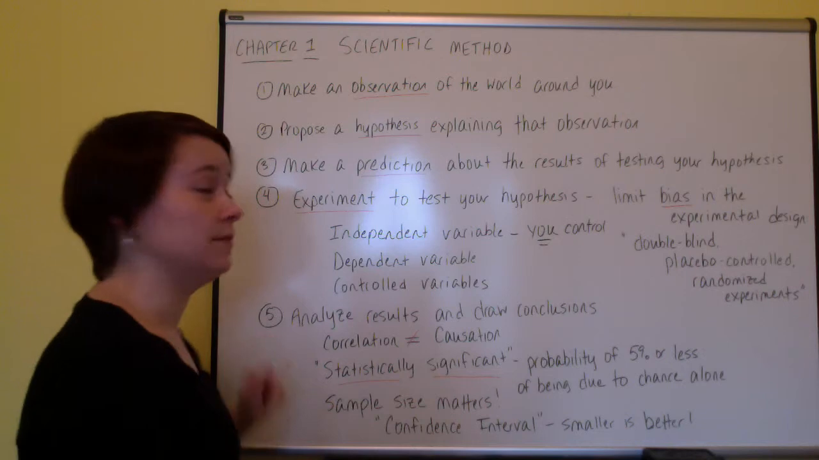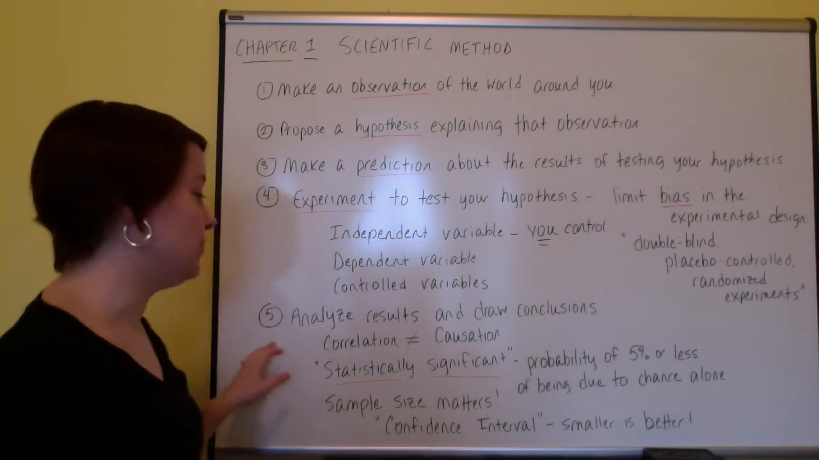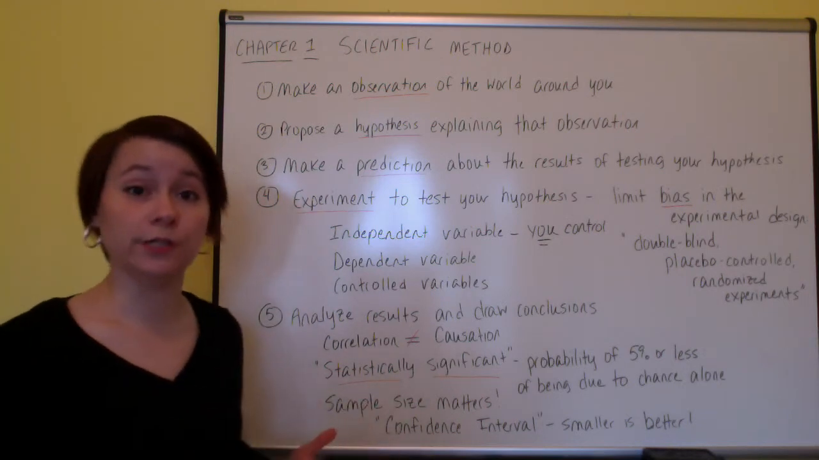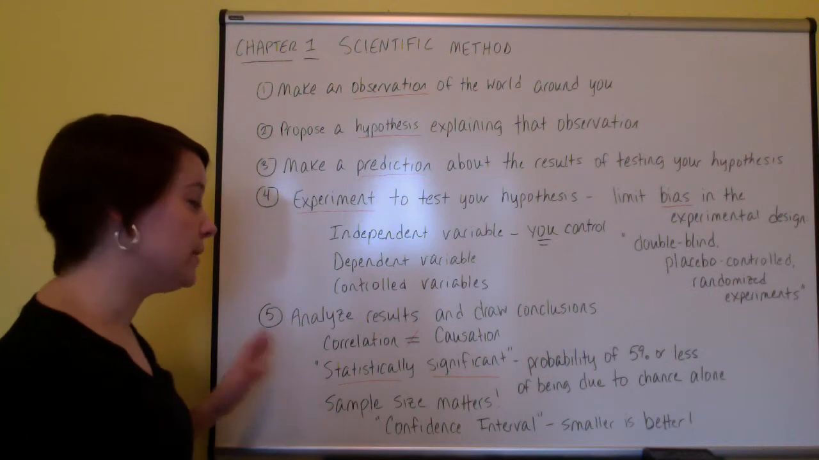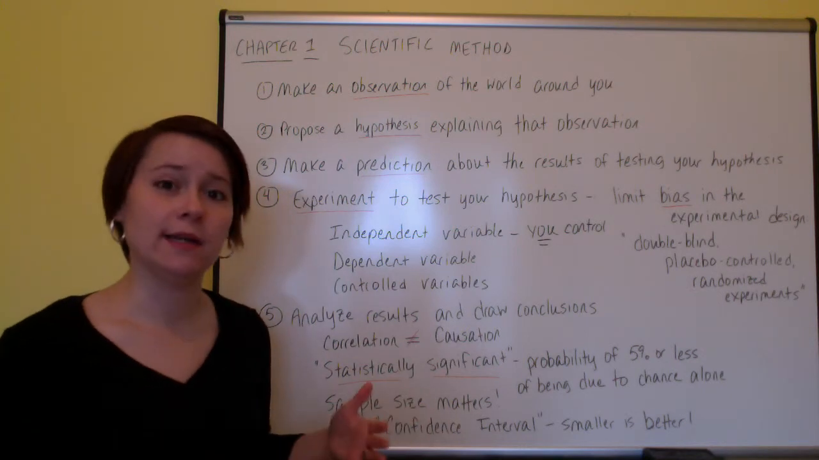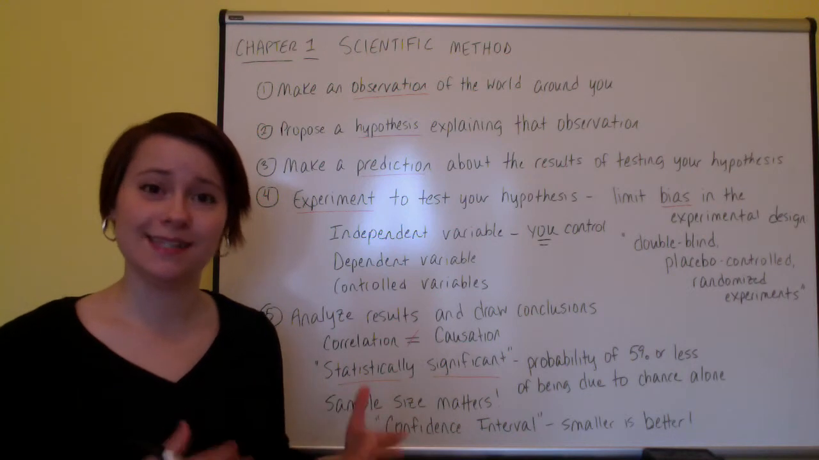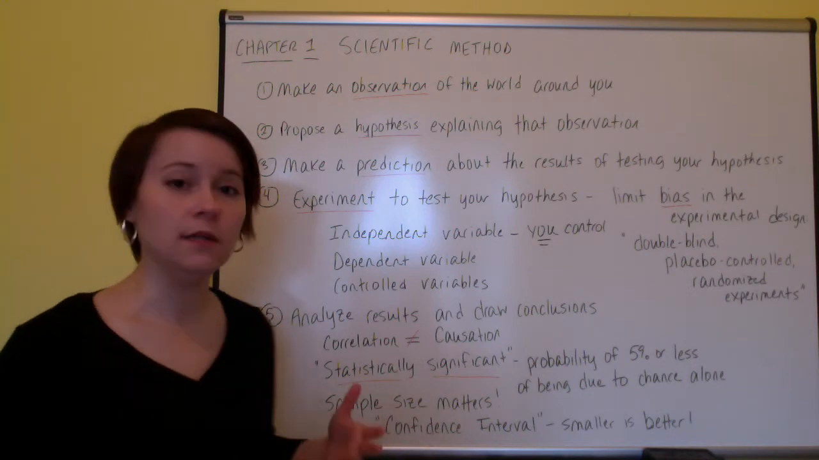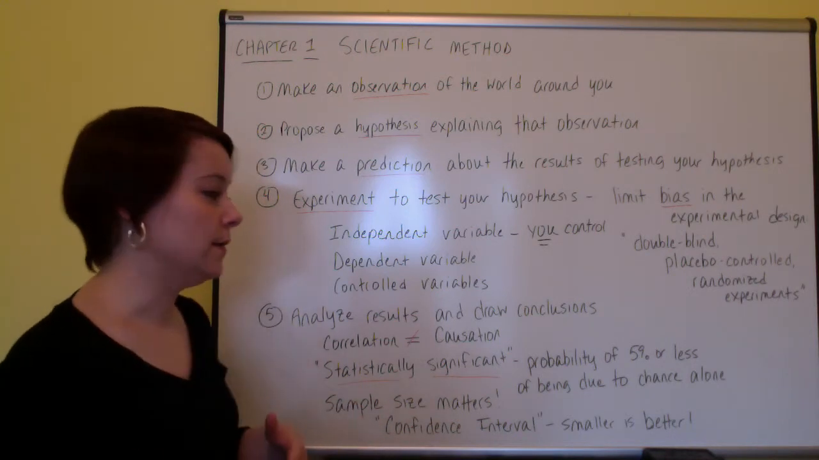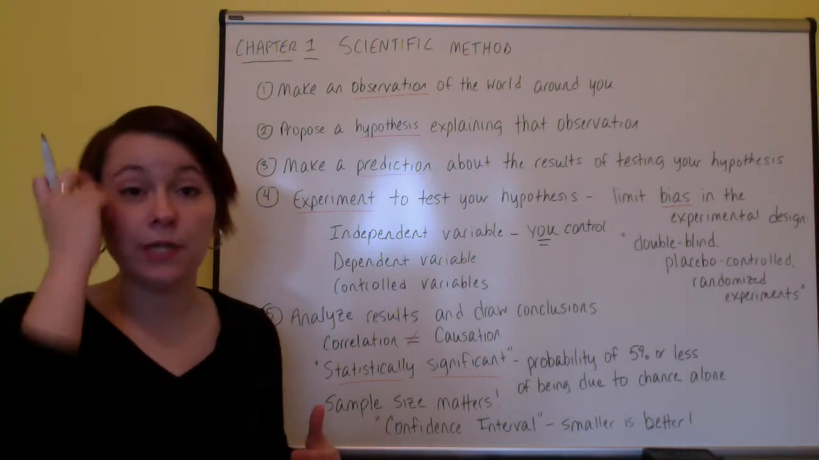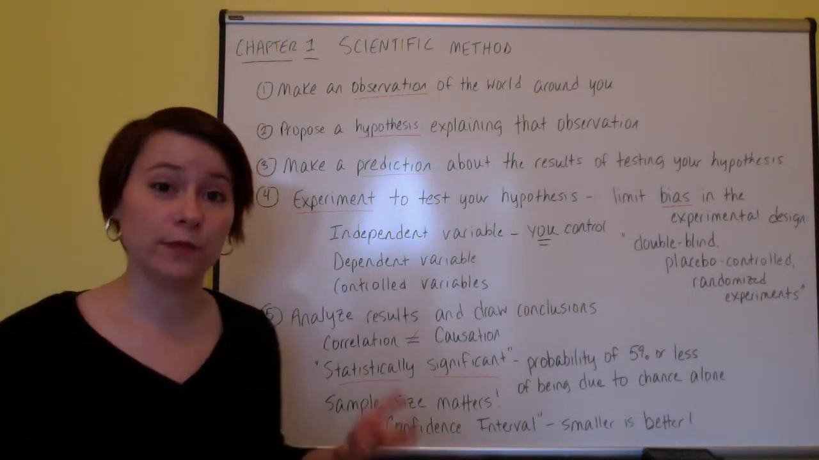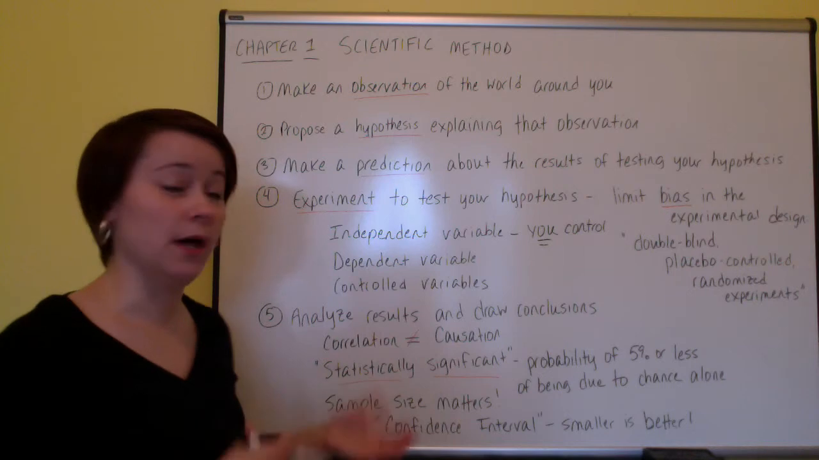So step 5 of the scientific method is to analyze your results and then draw conclusions based off of those results. We typically use statistics to help us analyze our results, and there is a section in Chapter 1 that talks about some of these statistics, the mean as far as the average, standard deviation, things like that. Make sure you understand those terms and what they mean as far as applies to the data.